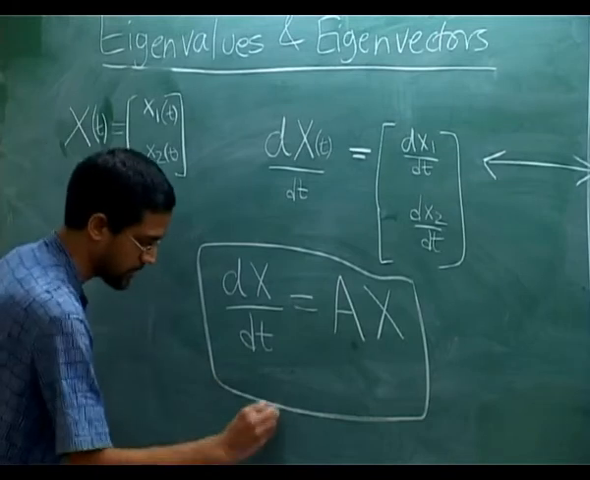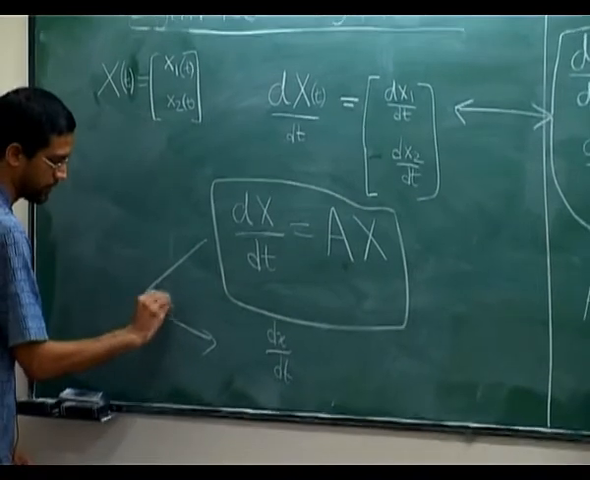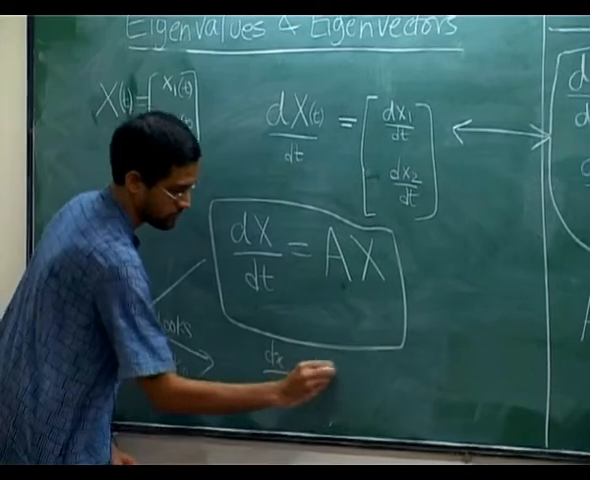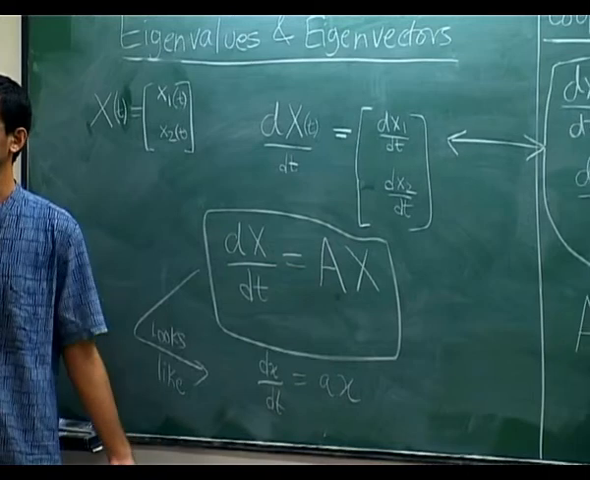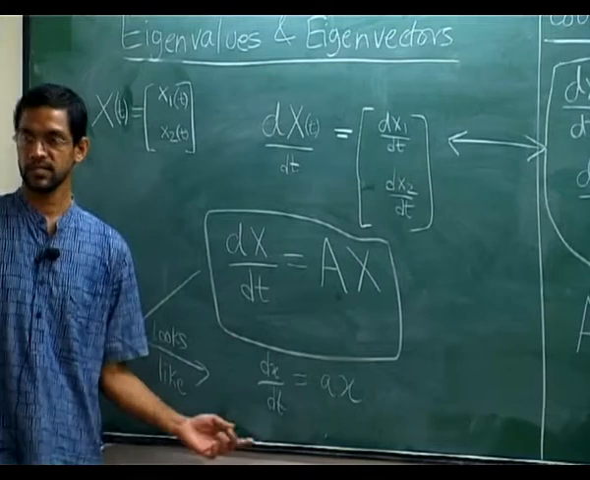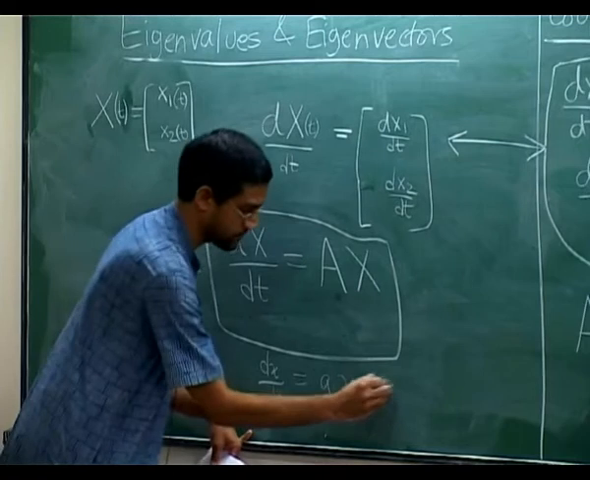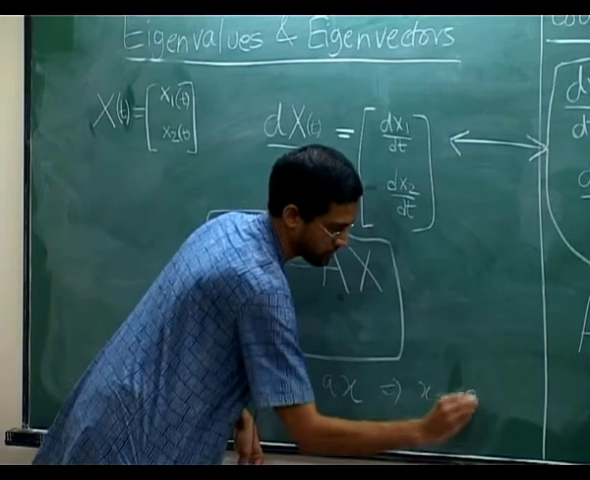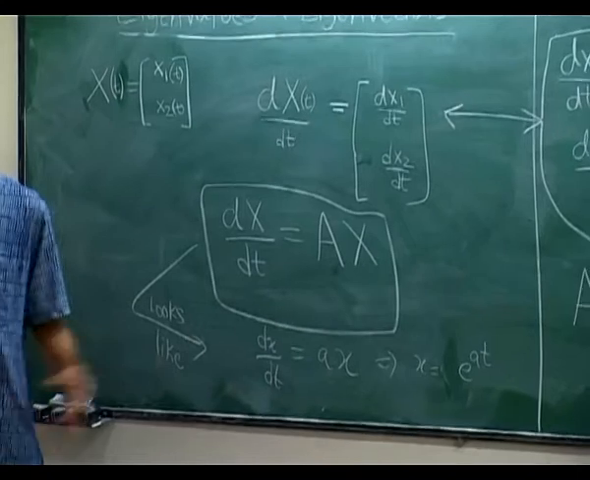Let me say this a little more. If this equation looks like this one variable equation, dx dt is ax, where a is just a number, we know how to solve this in one stroke. x is e to the at, times some constant in front. Let's forget the constant for the moment, it's e to the at. So that is easy.